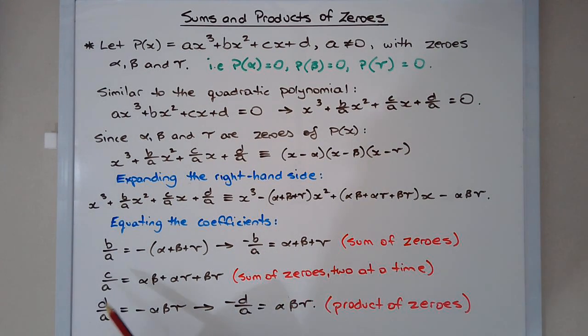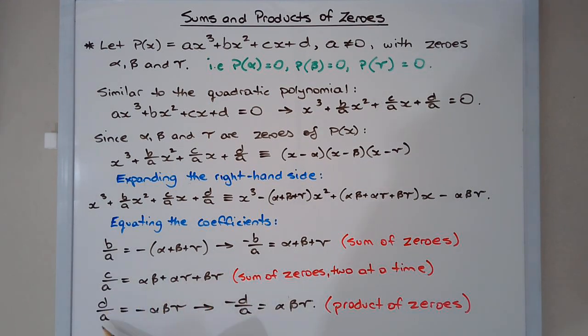Now, c on a is equal to alpha beta plus alpha gamma plus beta gamma. So this is the sum of zeros 2 at a time. So you can see that it's every combination of 2 roots out of the 3.